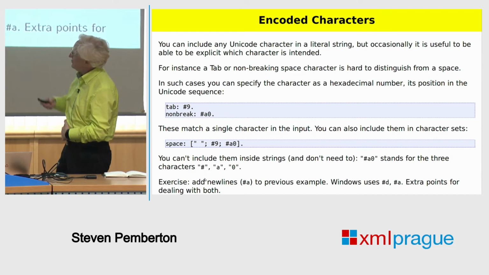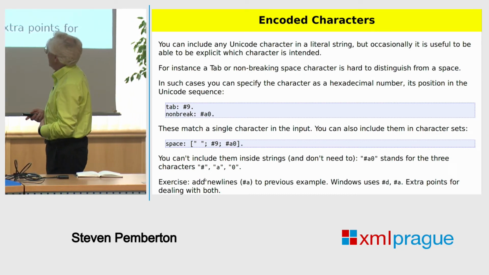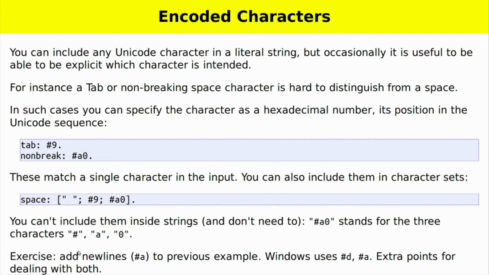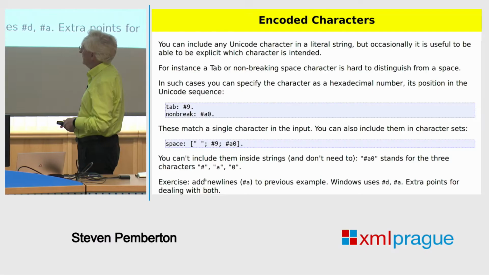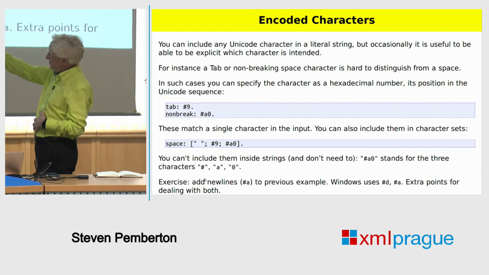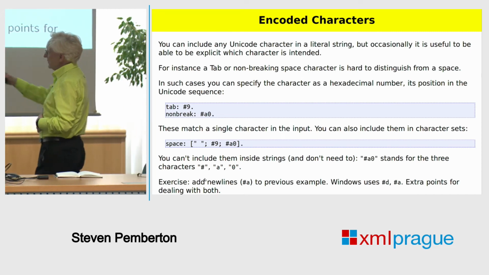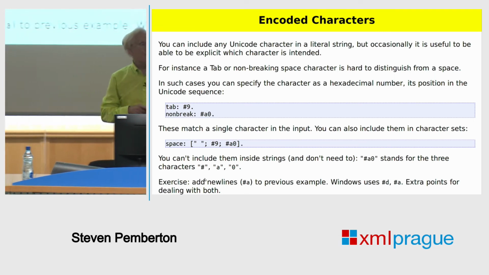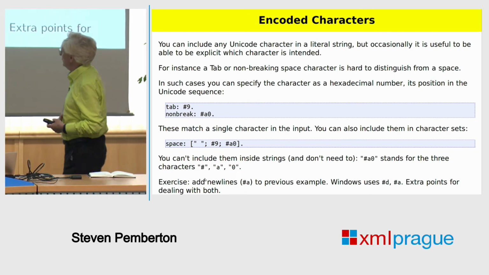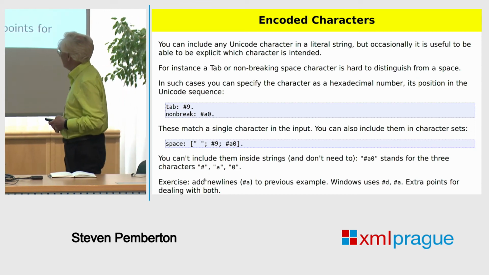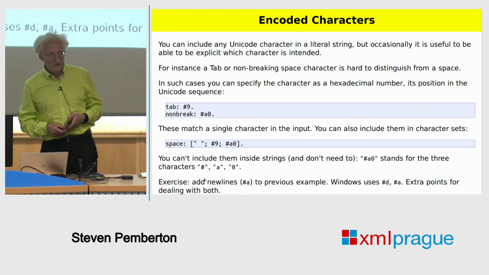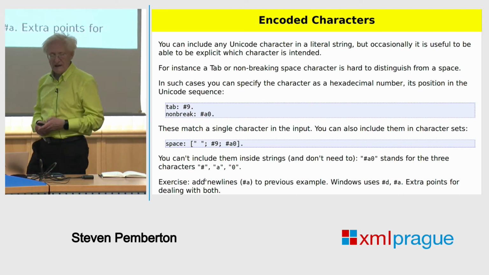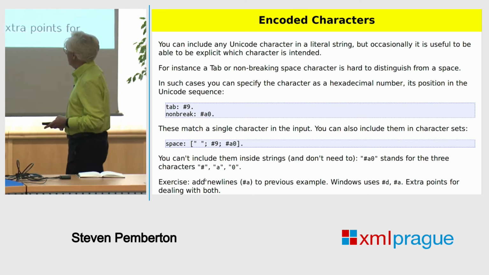So these match just a single character in the input. You can include them in character sets like this, which I will treat shortly, which allows you to include several different characters. You don't include them inside strings, they're just freestanding things. So to add new lines, you need to say #A for Unix new lines, and #DA, carriage return line feed, or is it? Yeah, DA for Windows input.